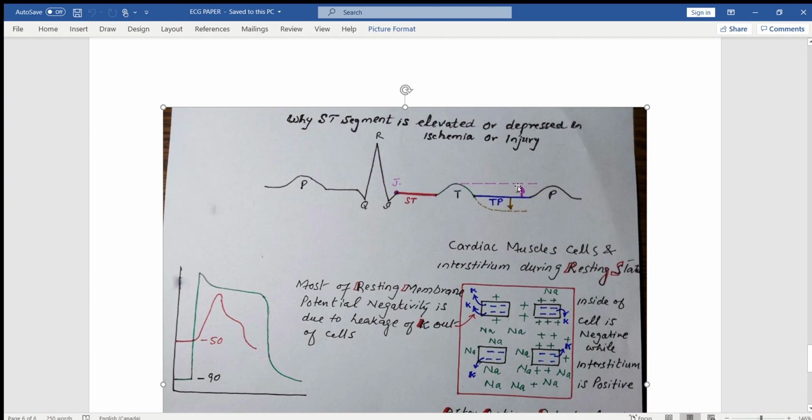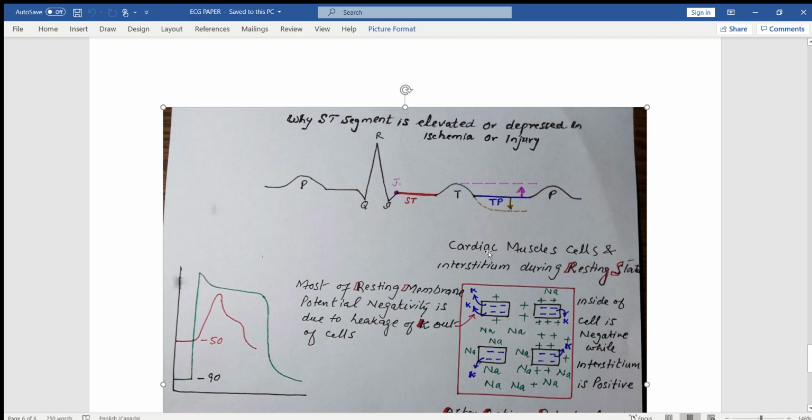Compare with this dotted purple line, which is the upward shift of the normal TP segment. This TP segment is shifted upwards because the baseline of the current of injury is starting from minus 50, because the cell has become less negative inside in the injured area. So the baseline is above the normal isoelectric line. When the baseline is shifted upward, you will feel that the ST segment is depressed. That's why it is said that depression of the ST segment is a sign of ischemia or angina.